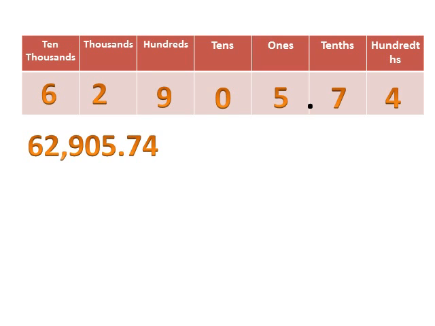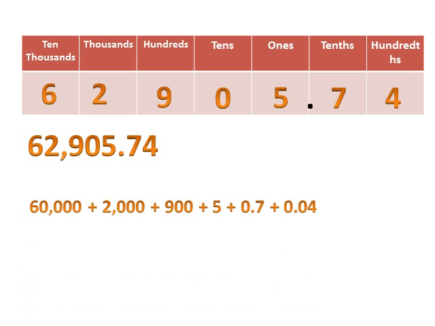To the left of the decimal point, we have the ones, which is 5, tens, which is 0, the hundreds, which is 9, thousands place, which is 2, and 10,000s place is 6. On the right side of your decimal point, we have the tenths and the hundredths. Okay, and so if you want to expand that, 62,905.74, that's 60,000 plus 2,000 plus 900 plus 5 plus 7 tenths and plus 4 hundredths.